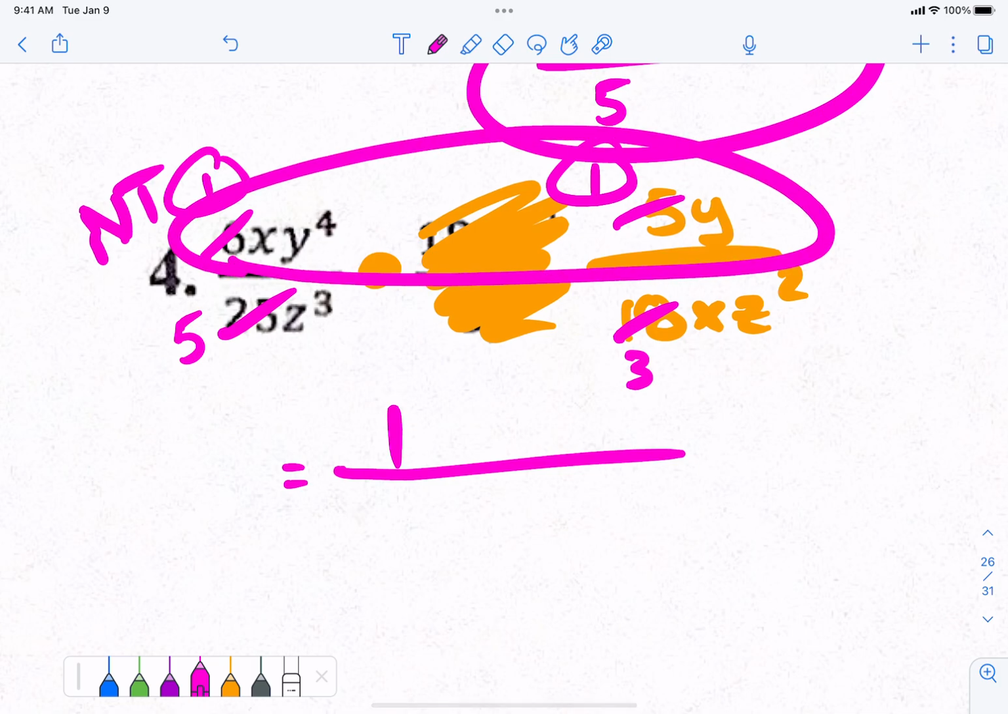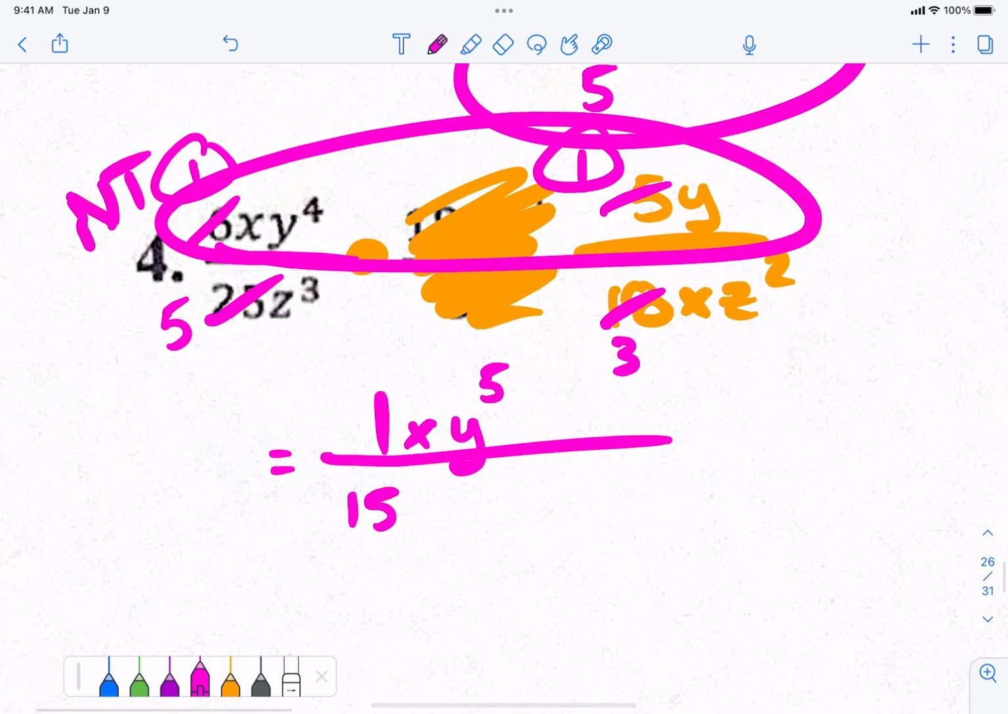Like if I just multiply this top through. Just one. I just have x and I have y to the 5th, right? Okay, on the bottom, 5 and 3 makes 15. And I have an x and I have a z to the 5th. Am I done? No. There's one thing I can do.